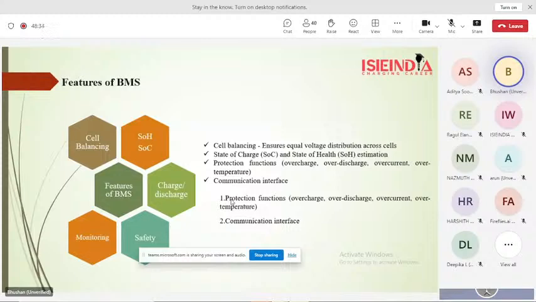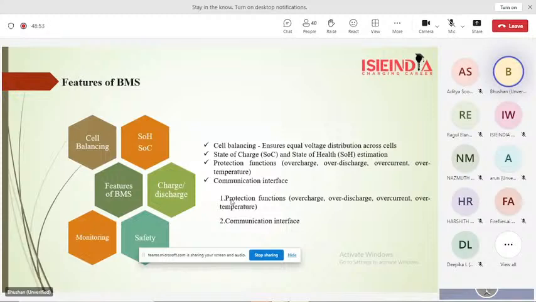As I said before, we need to know how much charge is present in the battery. And when it comes to state of health, it is estimating the warranty of the battery. That is, how many cycles of charging and discharging the battery will last, a duration. In common terms, we say the warranty of the battery. State of health comes under that.